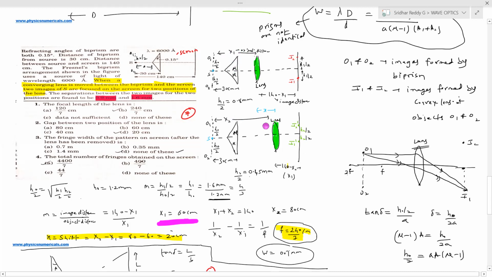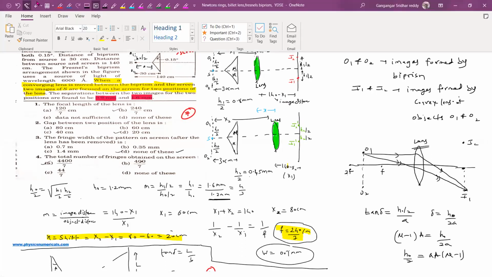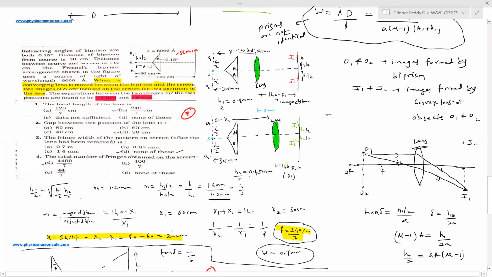Okay, next again, I'll shift the lens. For the next position, again I'll get sharp images on the screen. What are I1, I2? I1 dash, I2 dash. They are the sharp images formed on the screen. This is very, very primary and important.